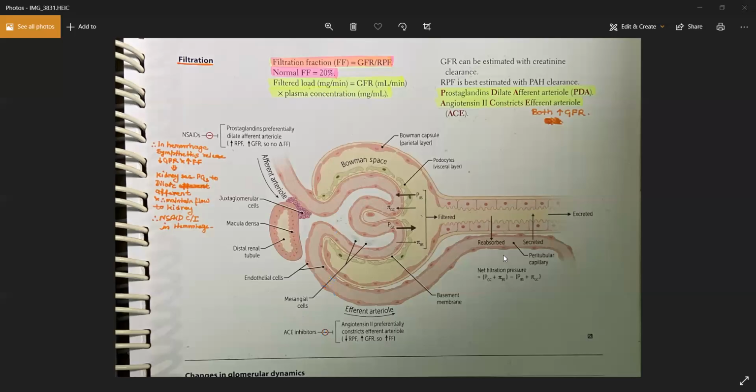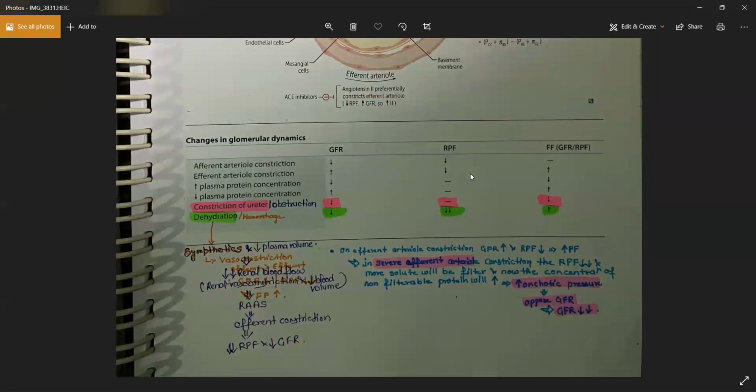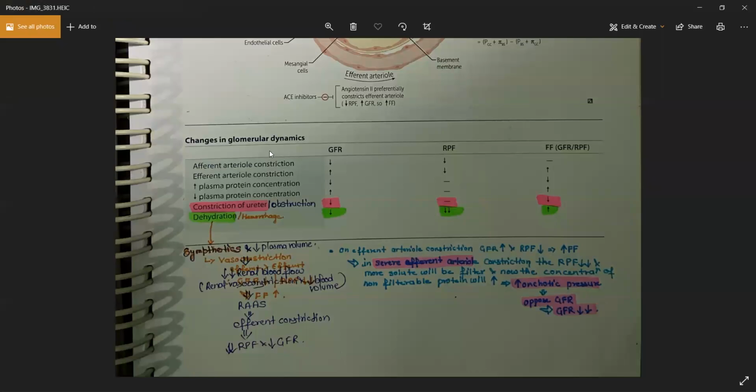Yeah. We'll discuss more in the later part of this chapter, okay? Now let's see what changes you will see with different agents. If you constrict the afferent arteriole, as we've already discussed, you will have a decrease in the renal plasma flow. And if the renal plasma flow is decreased, then you will have a low GFR. The filtration fraction will remain the same, because filtration fraction is a ratio of your GFR divided by the renal plasma flow, right? If you constrict the efferent arterioles, the renal plasma flow will decrease, the GFR will increase because of increasing the hydrostatic pressure, and you will have a super increase in the filtration fraction.